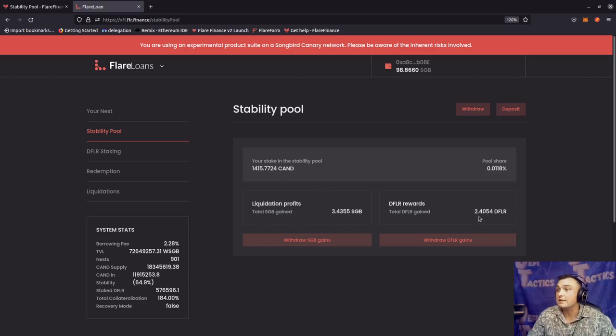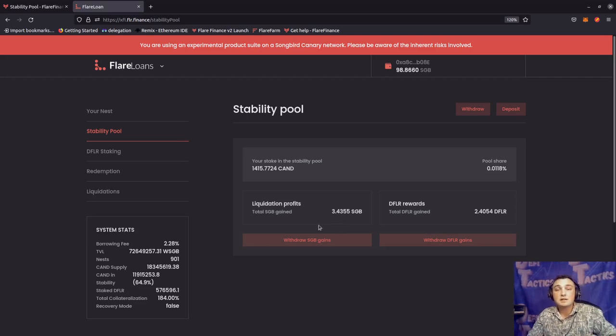Our deflare is sitting at 2.4054 based on this collateral debt position and the amount of Canary dollar staked in the stability pool. So we want to stake this deflare into the deflare staking. However, this isn't too much of a liquidation profit, so I'm not going to bother converting or swapping any of this Songbird back into Canary dollar.